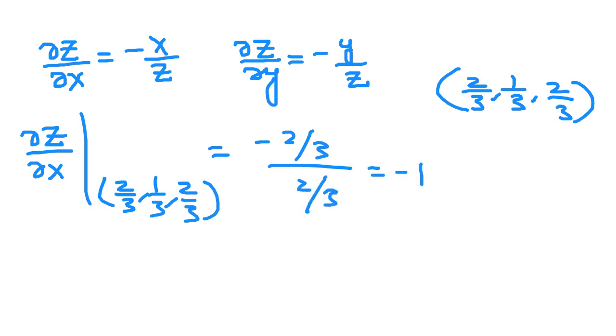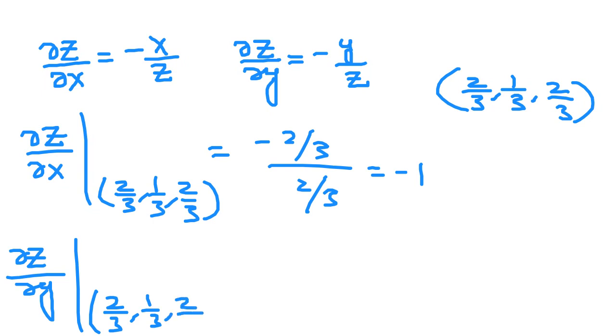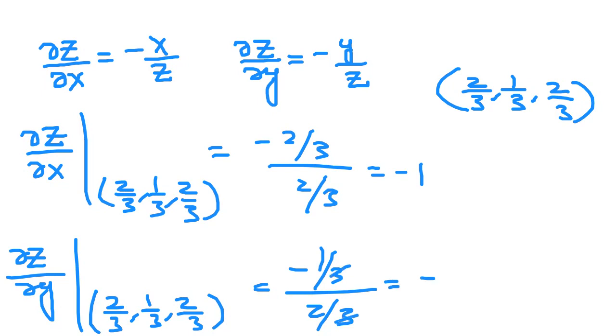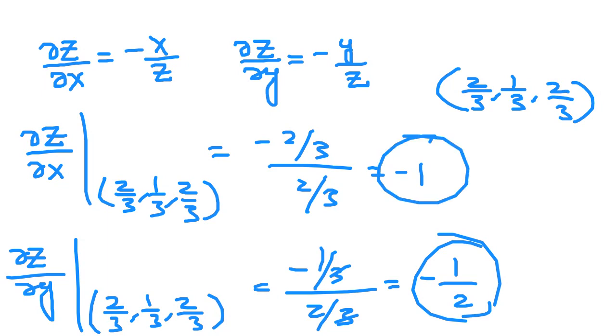which is equal to minus 1. Similarly, you can find the partial derivative of z with respect to y at the point 2 over 3, 1 over 3 and 2 over 3, that is equal to minus 1 over 3 divided by 2 over 3. The 3 and 3 cancel, which is equal to negative 1 divided by 2. So this is the implicit differentiation. At any point you can find the implicit differentiation. Is this clear?